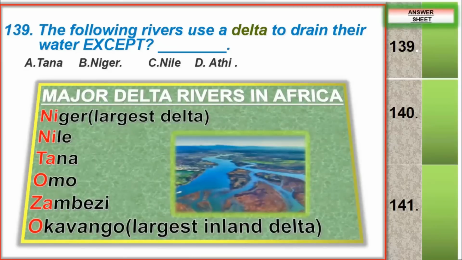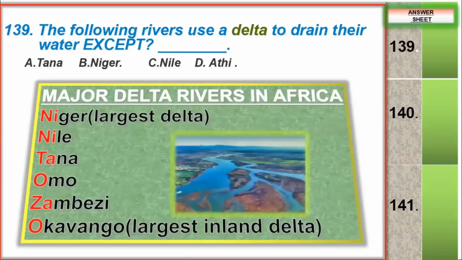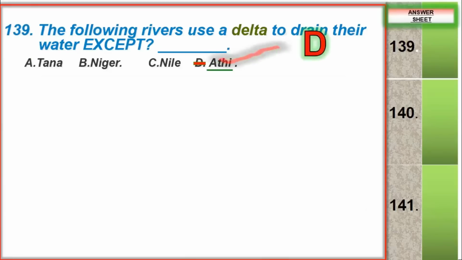the inland delta. The largest inland delta is Okavango, which drains in Okavango swamp. Remember, delta is when a river ends at the mouth and we have more than one channel. When it splits into more than one, that feature is called delta. So Nini tao zao. The correct answer should be Athi. Athi river does not end in a delta.